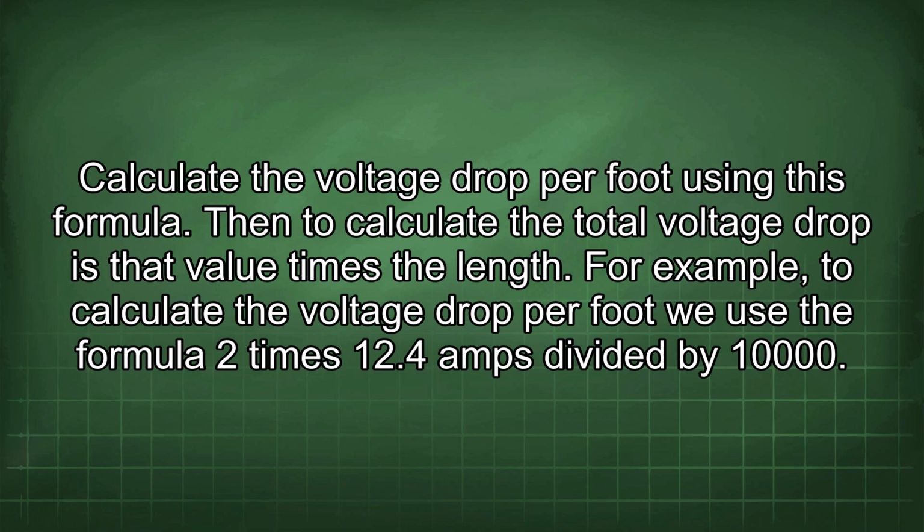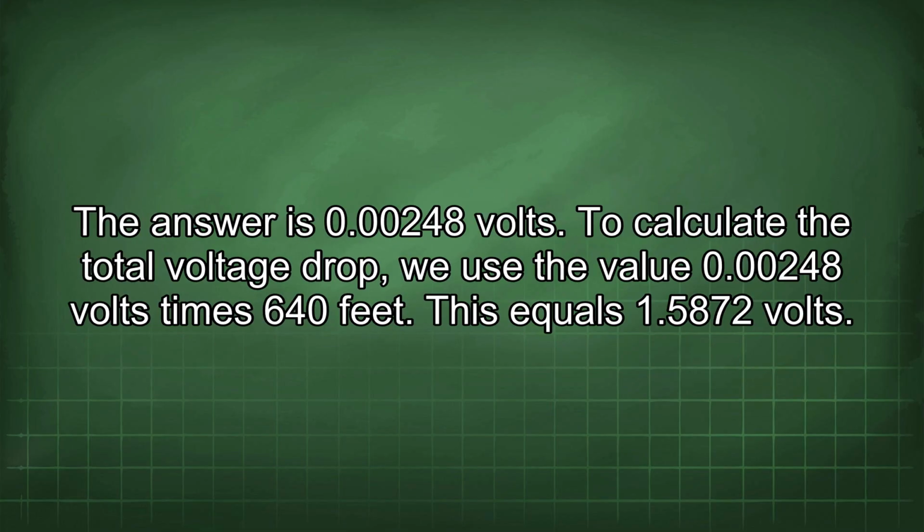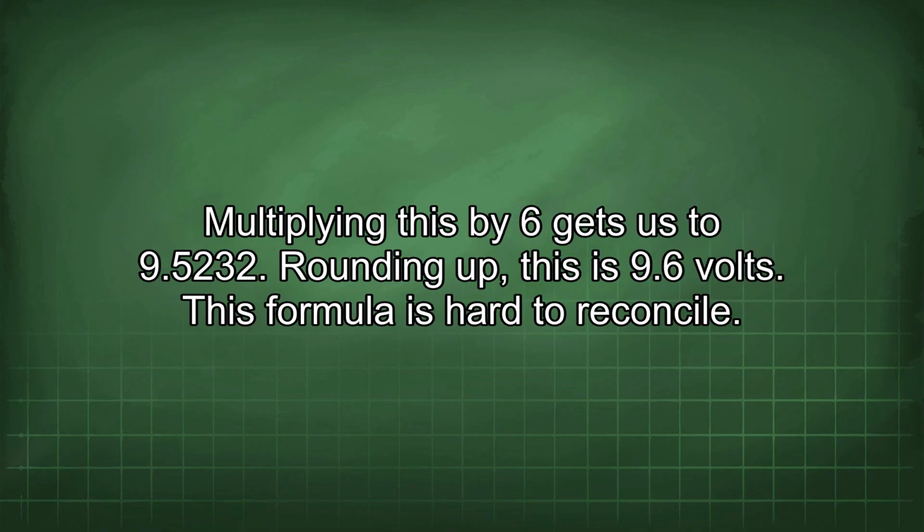For example, to calculate the voltage drop per foot we use the formula 2 times 12.4 amps divided by 10,000. The answer is 0.248 volts. To calculate the total voltage drop, we use the value 0.248 volts times 640 feet. This equals 1.5872 volts. Multiplying this by 6 gets us to 9.5232. Rounding up, this is 9.6 volts. This formula is hard to reconcile.